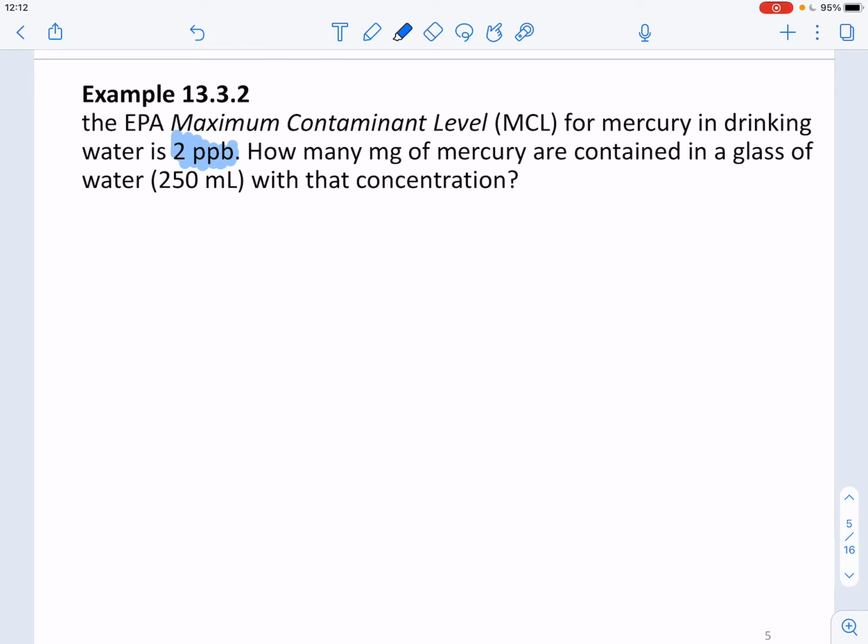Things that we have to assume here: we have volume, and ppb requires mass. Therefore, since this is water, this is pretty much equal to 250 grams, because density is equal to 1 gram per milliliter.